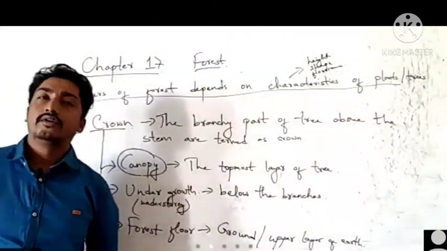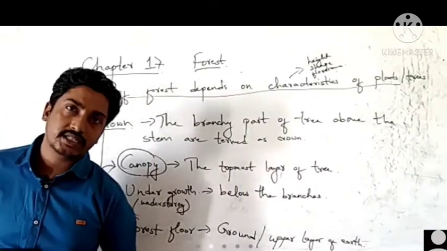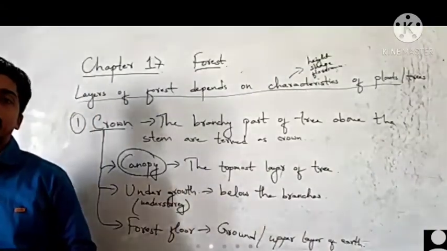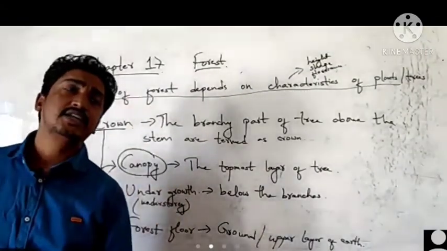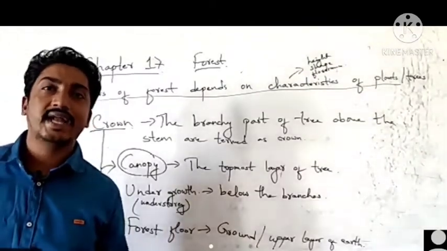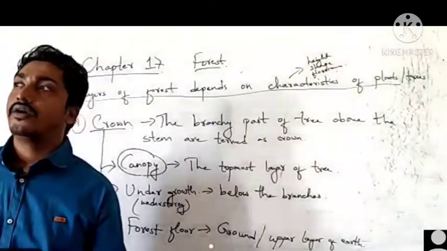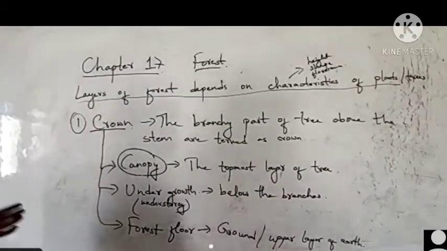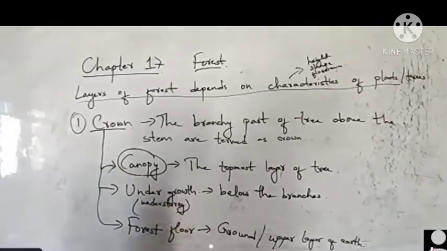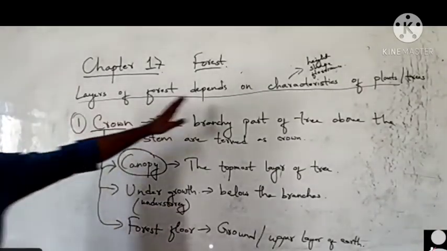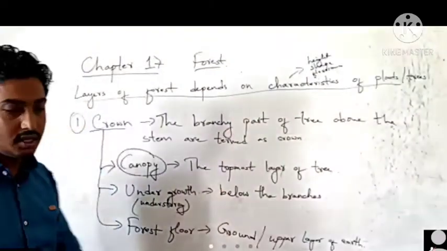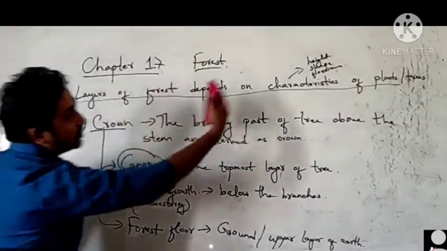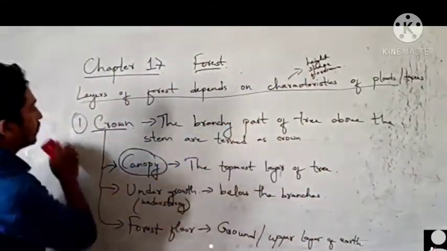source of many small plants, okay, and they are home for various microorganisms also, like earthworms and lichens and various other small organisms like ants, we can say scorpions, okay, all these things. So dead and decaying organisms are also found in the forest floor. So this was all about layers of the forest depending on the characteristics of plants. As I said, this was according to the characteristics of plant shape, okay.